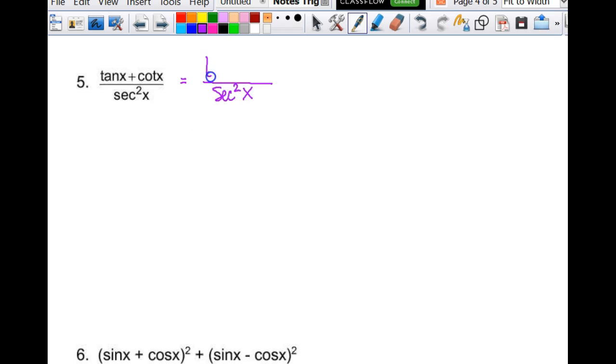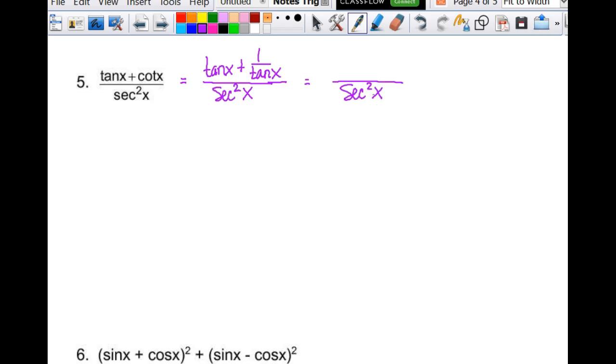And then I know that it's tangent of x plus 1 over tangent of x, right? Does that make sense to you? Because it's a reciprocal. Now, if I add the two things together in the numerator, then I need a common denominator. What would my common denominator be? Tangent of x, right? So I'm leaving the denominator the same, just kind of ignoring it for right now.